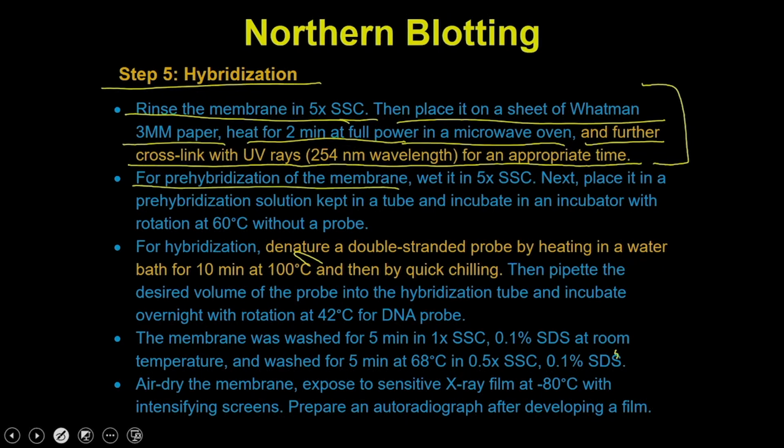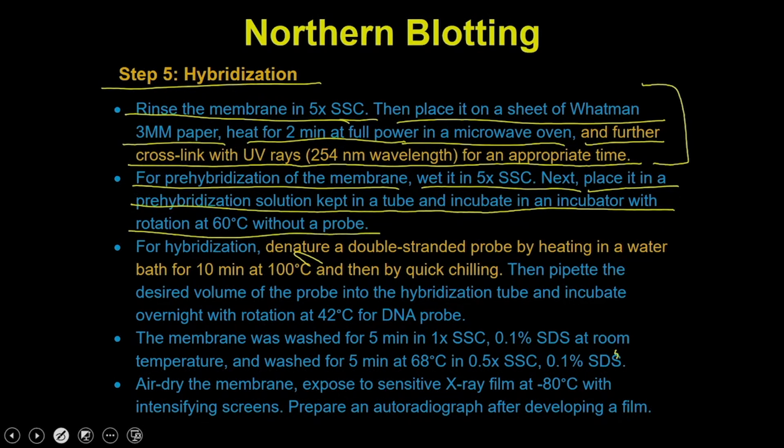For the pre-hybridization of the membrane, wet it in 5x SSC, next place it in a pre-hybridization solution, keep it in a tube and incubate in an incubator with rotation at 60 degrees without a probe. So, you are going to prepare the membrane in the pre-hybridization step, heating it at 60 degrees without a probe, so that even if some secondary structures still remain on the RNA, those also could be broken down at this particular temperature.